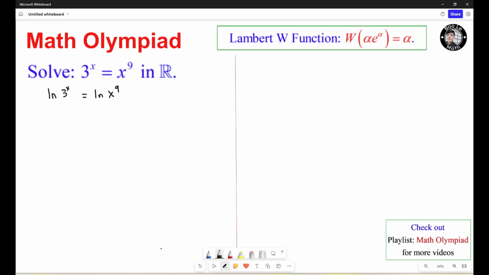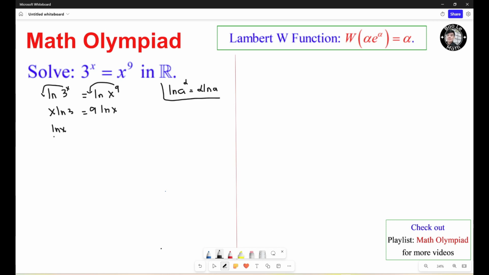And then we know the formula: natural log of a to the alpha equals alpha times natural log of a. So keep this in mind. Bring s to the front, so it's going to be s natural log of 3 equals, and then bring this 9 to the front, 9 natural log of s.